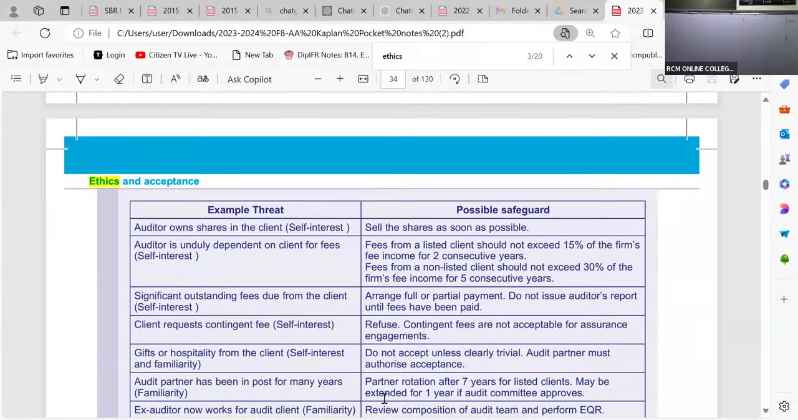No. So the audit partner has been in the post for many years. Familiarity. In Kenya, of course, there is no problem. You can even be in one audit assignment as a managing partner, even 15 years, even 20 years. But outside there is a maximum of 3 years. But the very best, we should always exercise what we call partner rotation. In America, it is 3 years. Other guys will talk about 7 years, which can be extended for 1 year if the audit committee approves.